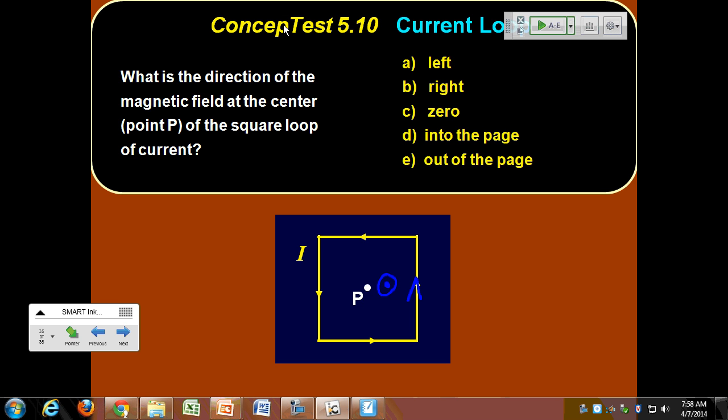So we experience a current on this side, and then if you follow around, you experience a magnetic field that would be out of the page. If you follow around each of the four sides, they'll all generate the same magnetic field. So we're going to get magnetic fields that are into the page all around the loop, and then out of the page in the middle of the loop.